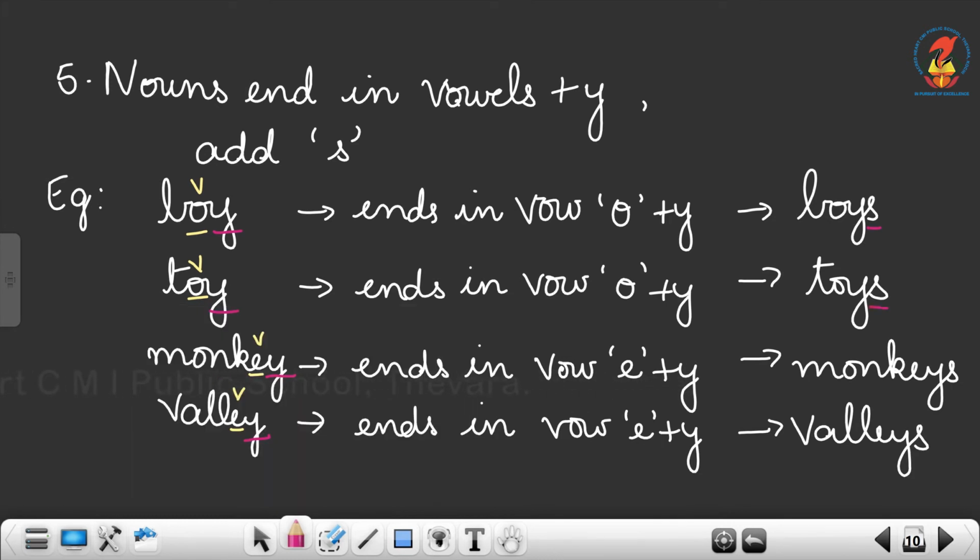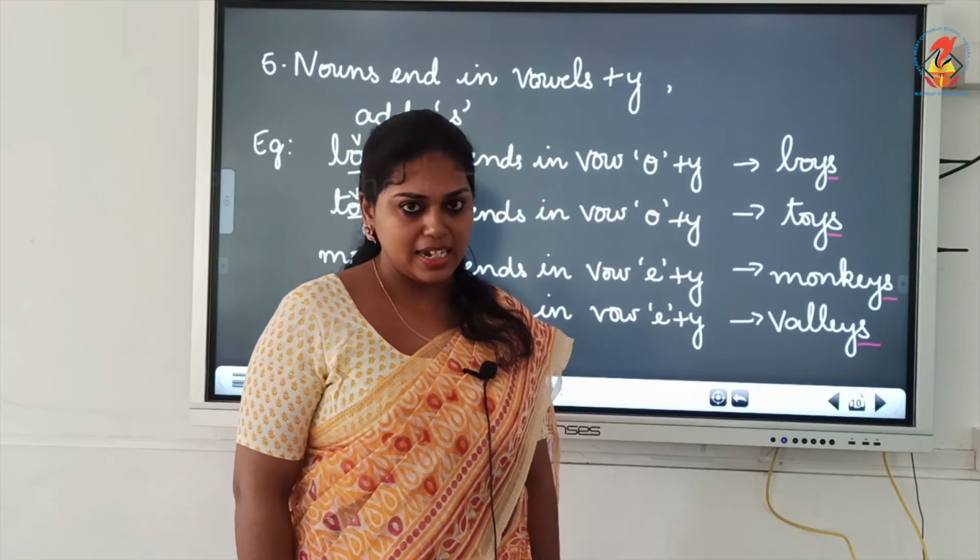Now look at the next word, monkey. Here the noun ends with letter E, which is a vowel, and also Y, right? So, if it ends with a vowel and Y, add S to the word to make it plural. So, monkey is monkeys. Here, valley ends with vowel E and letter Y, right? So, S should be added to make it plural. So, the word will become valleys. To make it plural form, we have to add S to the word, right?